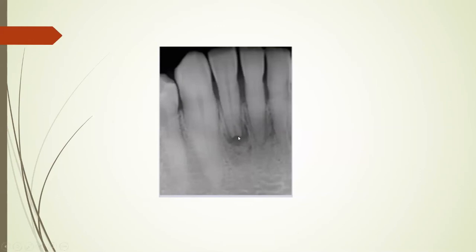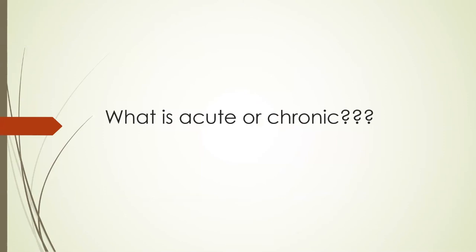In this tooth, we have a resorption and periapical radiolucency, and in such a condition we classify it as chronic. So what actually is acute and chronic? Acute and chronic refer to the timing. They do not refer to the intensity of the pain. It's the timing.